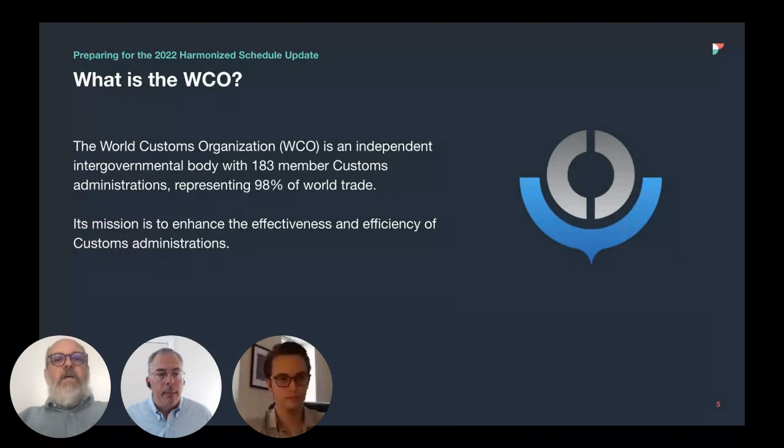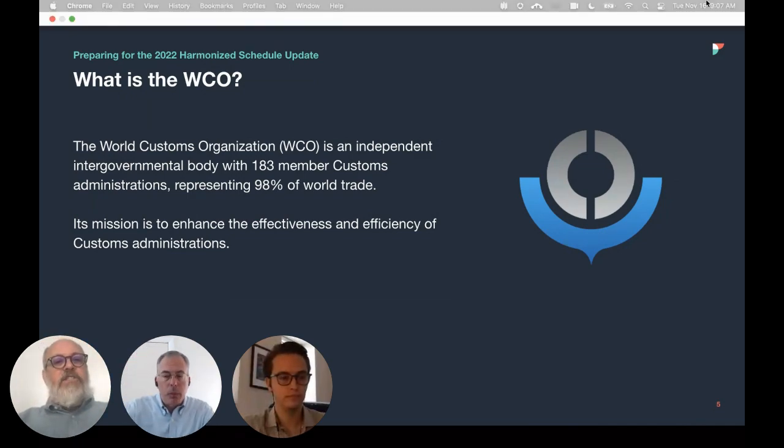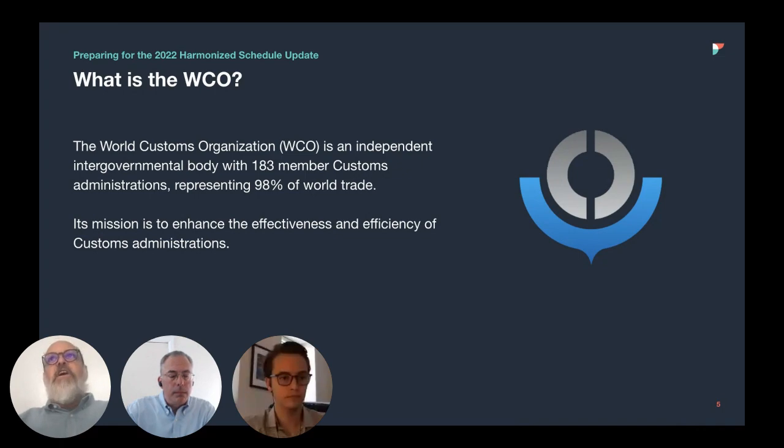Shall we move? There we go. So let's start out by talking a little bit about the World Customs Organization. The World Customs Organization is an independent body. It's not a government agency, but it's an intergovernmental agency with 183 countries around the world that represent somewhere in the neighborhood of 98% of global trade.